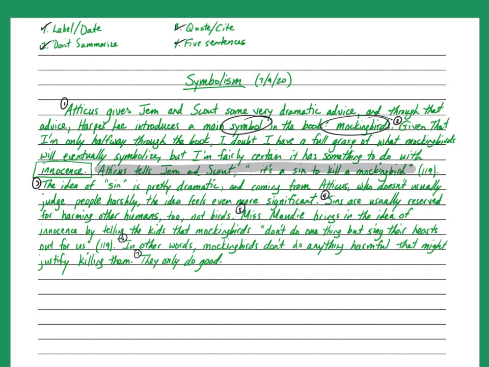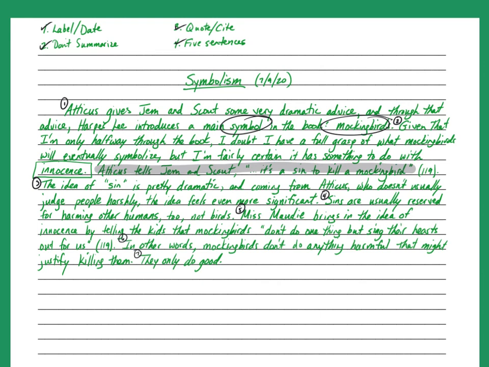So if you're reading your book and you pick up a symbol, but you're not really sure you understand what the symbol means, that doesn't mean you can't write an entry on it. You just have to say that you don't feel like you have a full grasp of it yet, and maybe later you'll be able to write another entry on symbolism that picks up where this one leaves off.